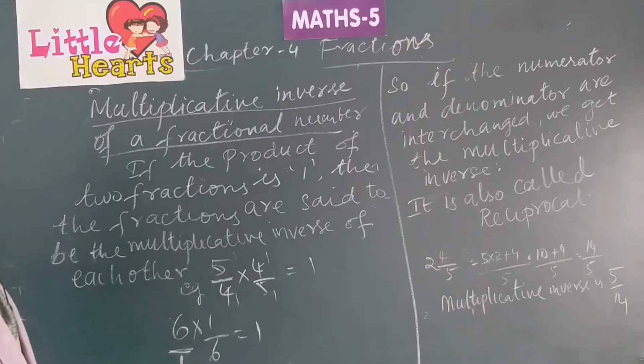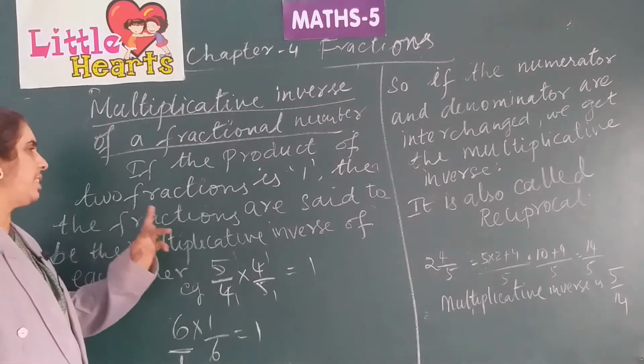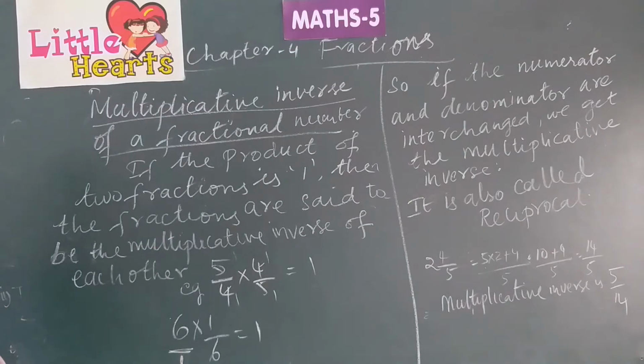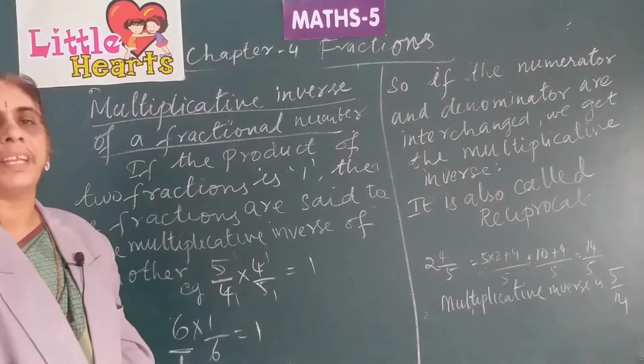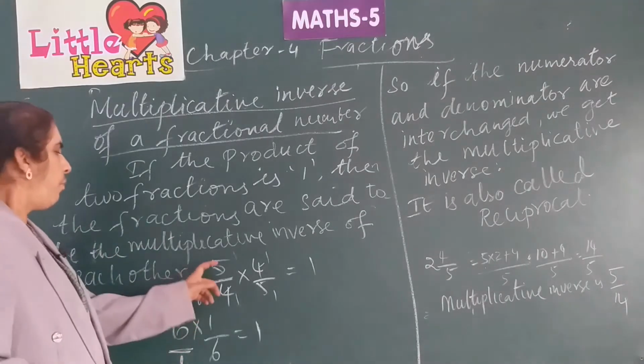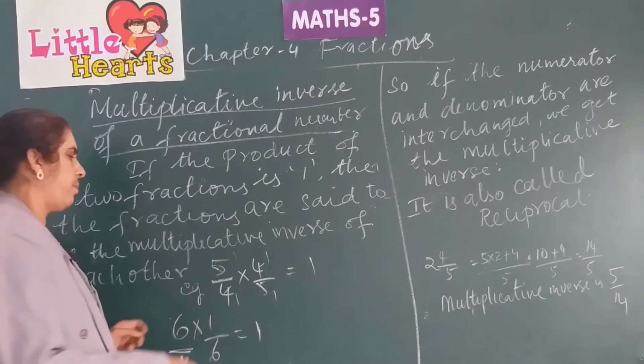Well, now let us go with the multiplicative inverse of a fraction. If the product of two fractions is 1, then the fractions are said to be multiplicative inverses of each other. So, 5 by 4 and 4 by 5.